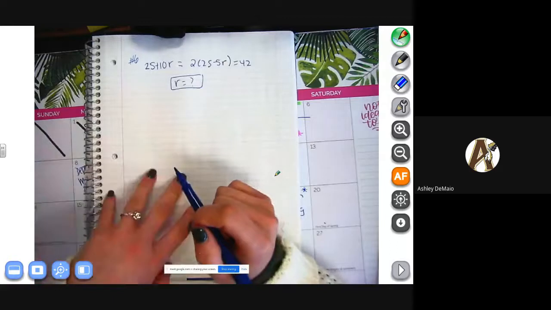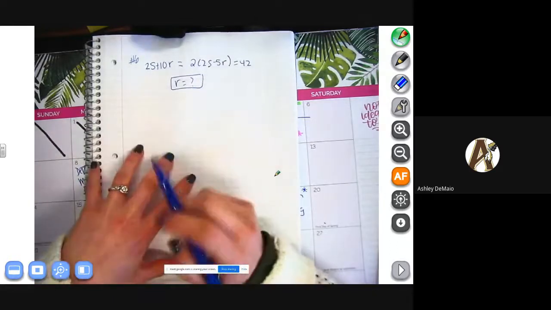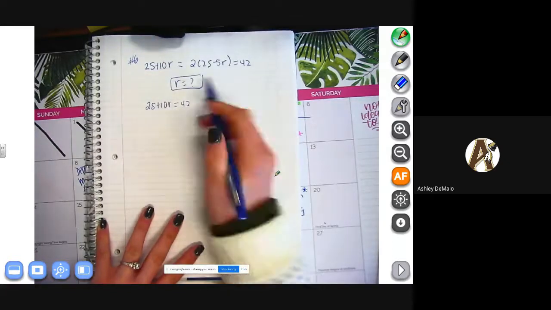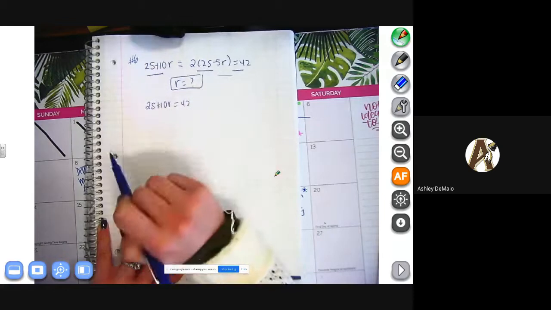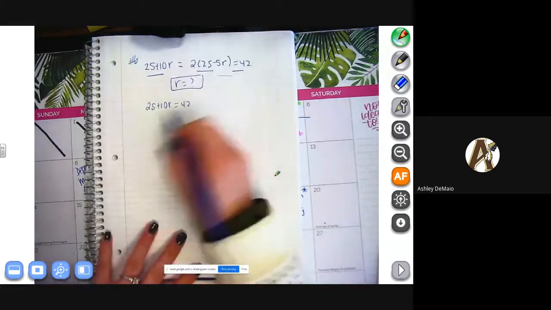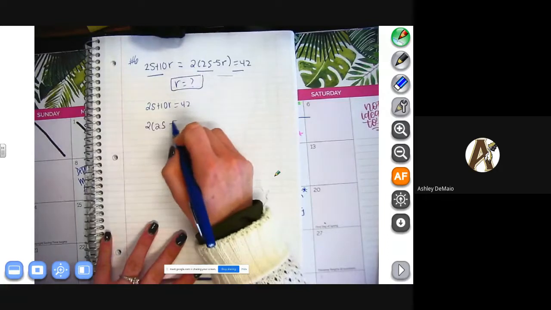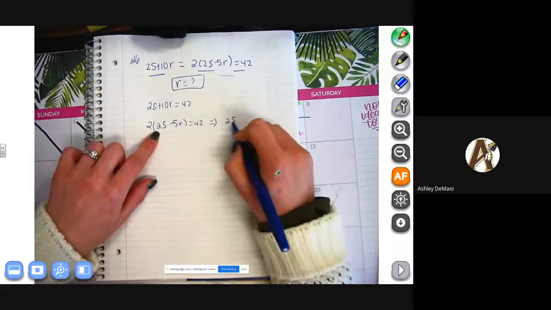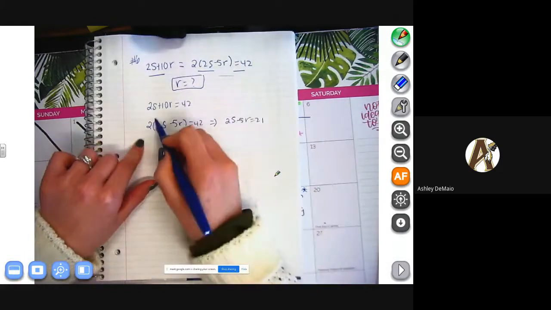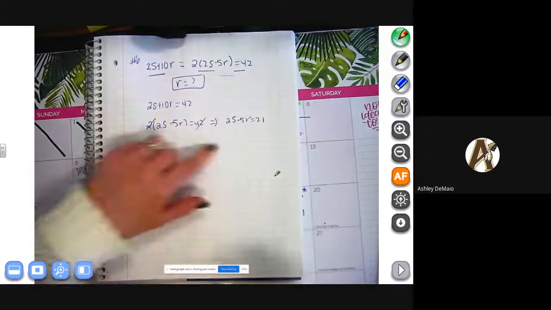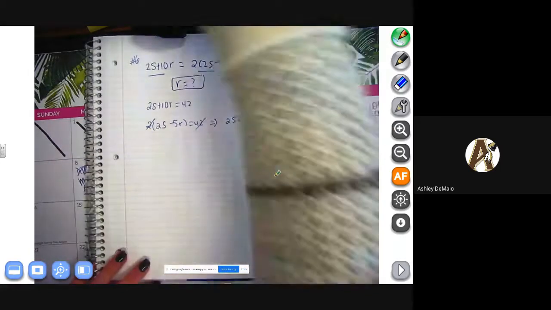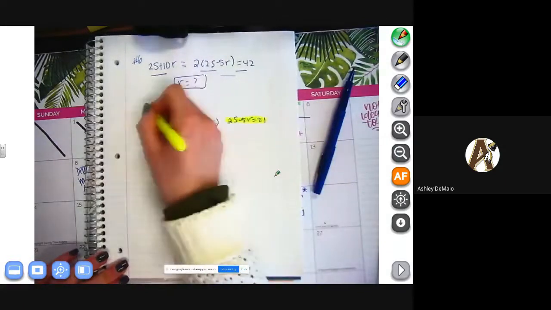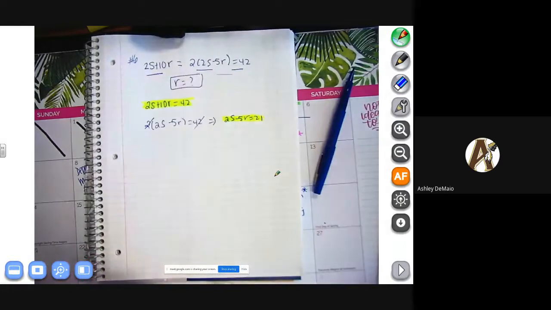And I know it looks like a lot, but if you break this down into little pieces, it'll be a lot easier. So 2s plus 10r equals 42, right? We know that because these are all equal to each other, each of these 3 values or equations. We also know that 2 times 2s minus 5r equals 42. And you can then rewrite this equation as 2s minus 5r equals 21 by just dividing by this 2 from each side. Okay? So the 2 equations I want to work with are 2s minus 5r equals 21 and 2s plus 10r equals 42.